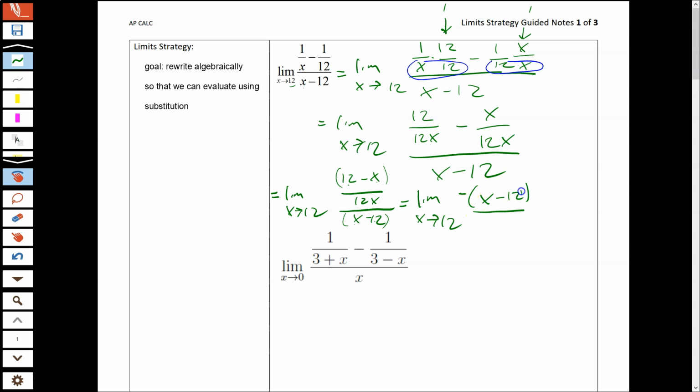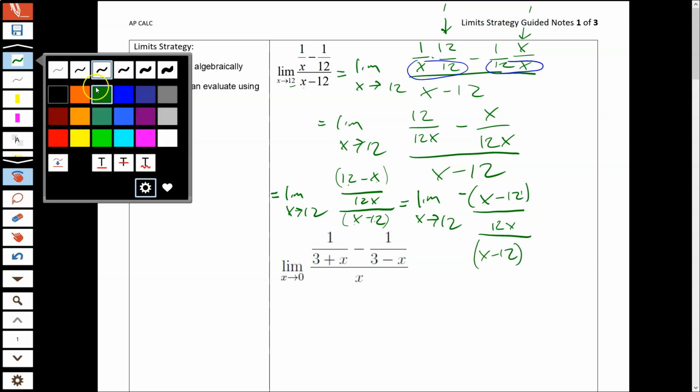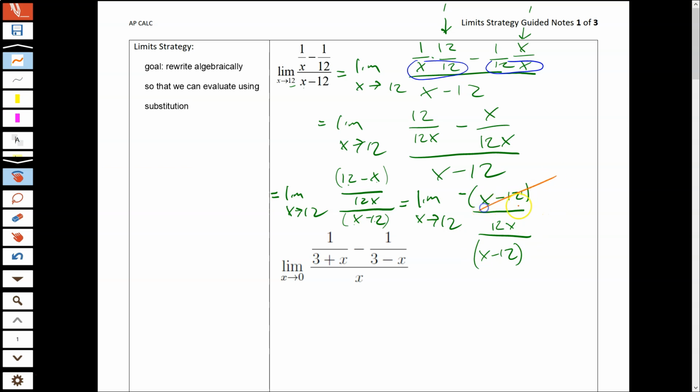So notice if I distributed that negative, I would get 12 minus x. 12x I haven't changed. x minus 12 I haven't changed. Okay, now we should be very pleased with ourselves because these can cancel. We're left with the limit as x goes to 12 of negative 1 over 12x. And now notice when I plug in that 12, I can evaluate that. So negative 1 over 12 times 12, which is 144.